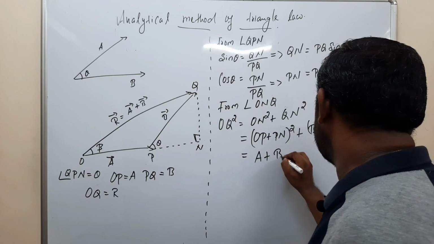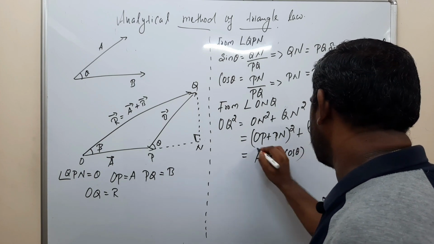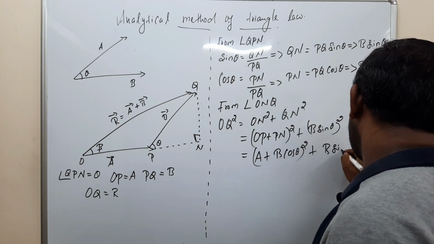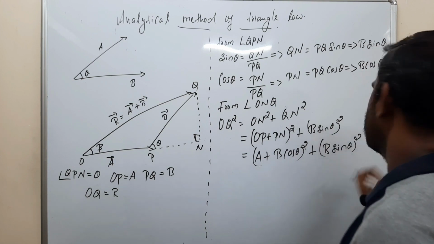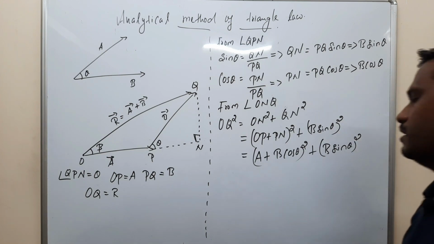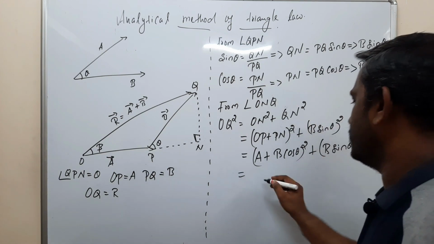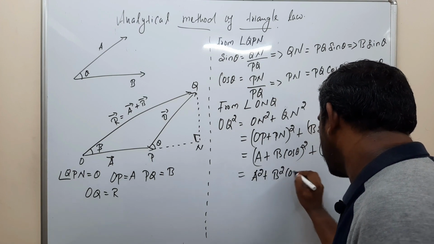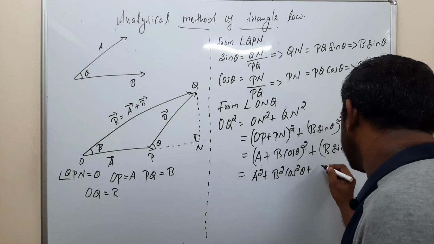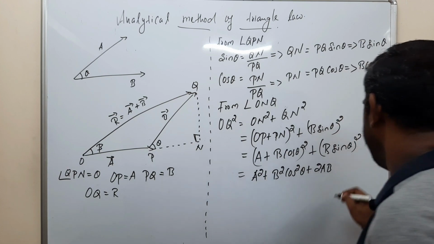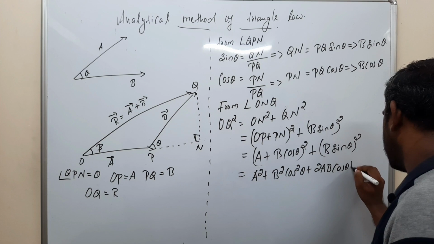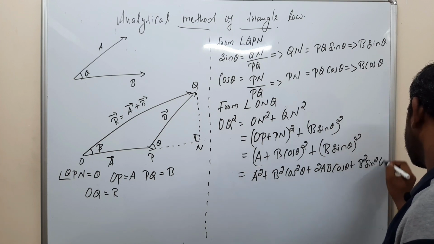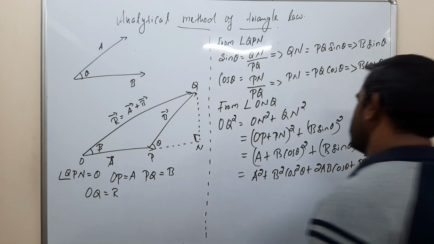That is b cos theta, b cos theta squared plus b sin theta squared. So this is equal to (a plus b cos theta) the whole squared, that is a squared plus b squared cos squared theta plus 2ab cos theta plus b squared sin squared theta.